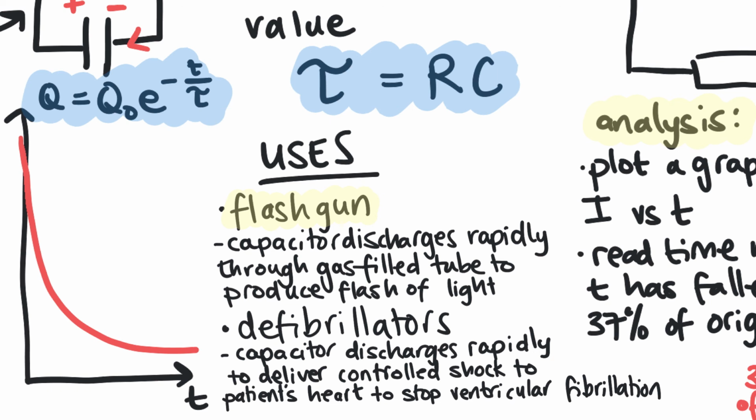Another example would be using a capacitor in a defibrillator. Here the capacitor discharges again very rapidly, but the aim is to deliver a controlled shock to the patient's heart. That is given when a patient is having a heart attack, or what's called ventricular fibrillation, where the heart is beating very fast and not in a coordinated way. Delivering this shock can stop that irregular beat and get the heart to resume the normal rhythm.